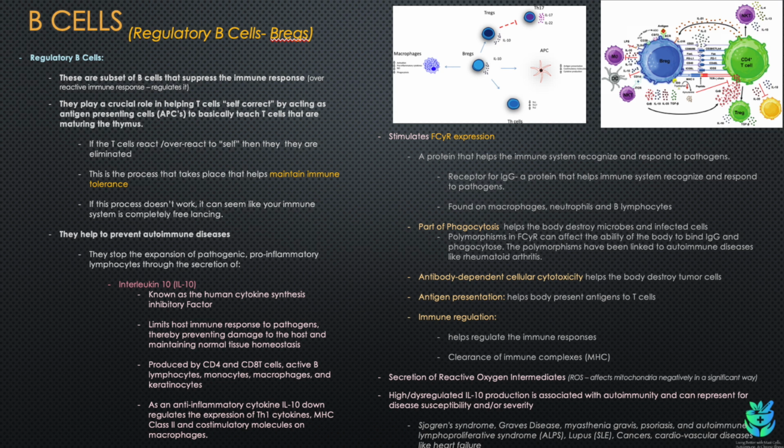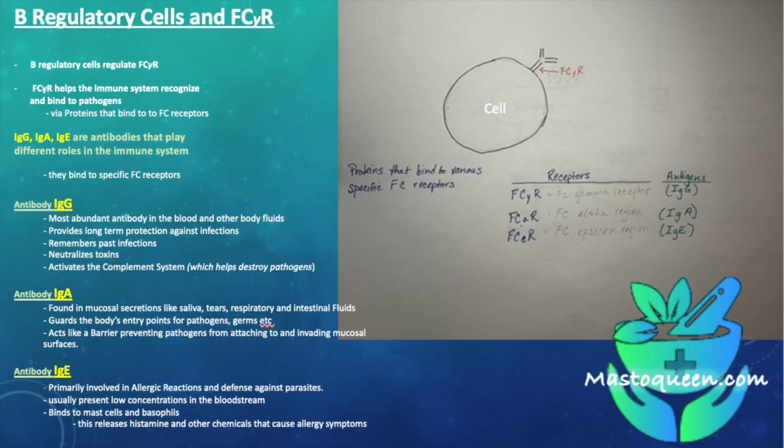And one of the ways they do this is by increasing something called the Fc gamma responders. And the Fc gamma responders is like a special sensor that helps immune cells recognize and respond to threats, especially when antibodies like IgG have tagged a problem. They are found on macrophages, neutrophils, and B cells, which are the frontline fighters of your immune system. Okay, let's take a closer look at this. I'm sure this is all very confusing right now, but I'm about to clear it up for you. I hope. Okay, so we're talking about B regulatory cells and the Fc gamma receptors, okay?